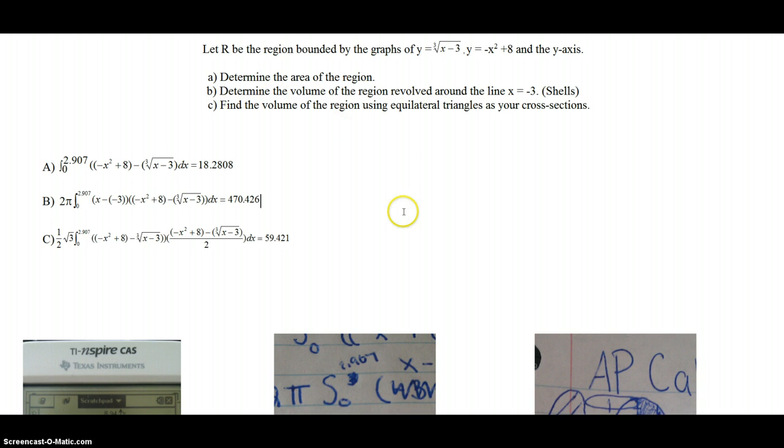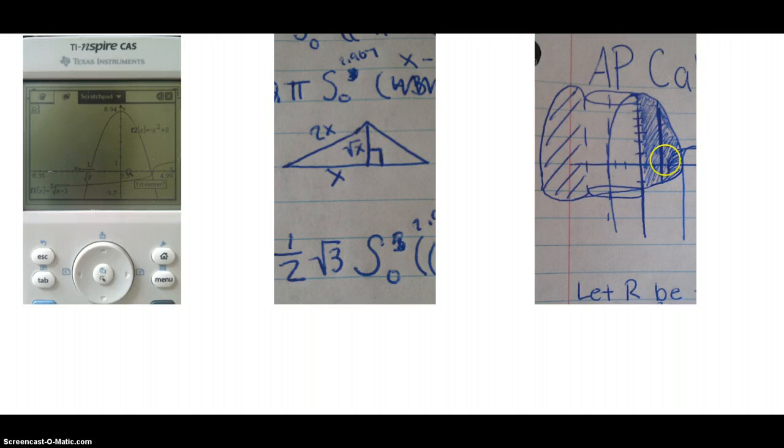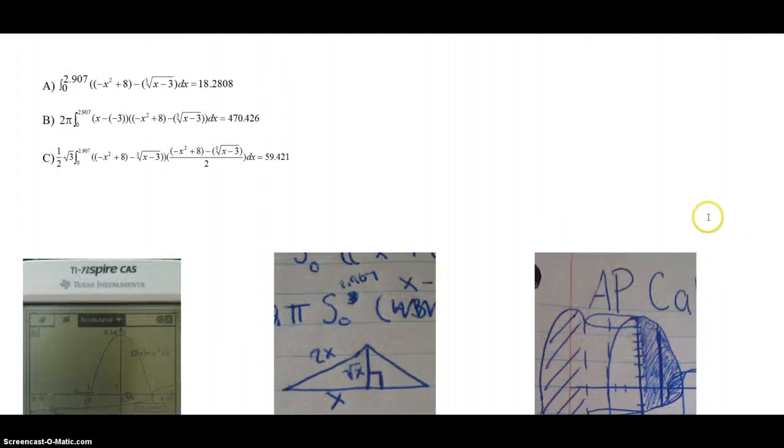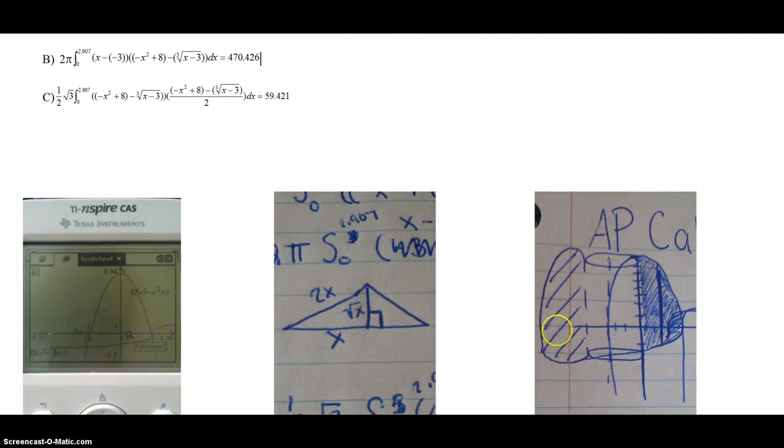And then the second problem is to determine the volume of the region when you revolve it around the line x equals negative 3. And we're going to use the shells method to do this. Okay, so this is a picture of what the region would look like when you rotate around the line x equals negative 3. So you end up with a hole in the middle, which is why you can use the shells method. So the shells method is 2 pi, and then you do the integral from 0 to 2.907 again because it's going from the same spots.